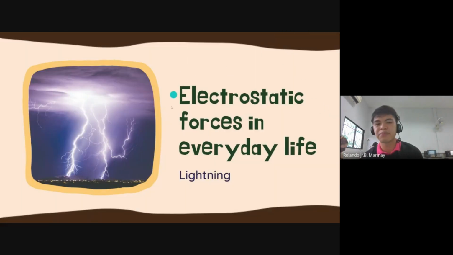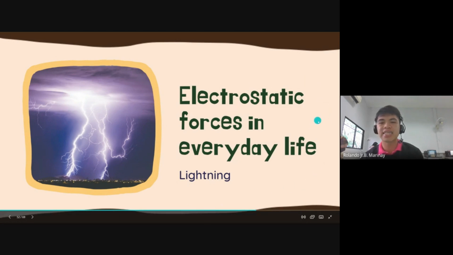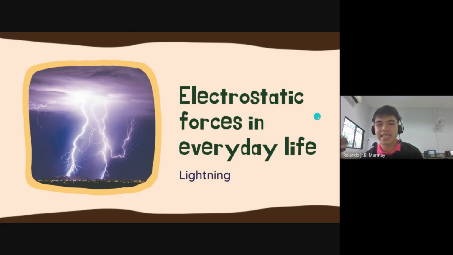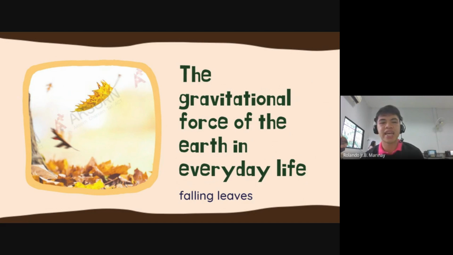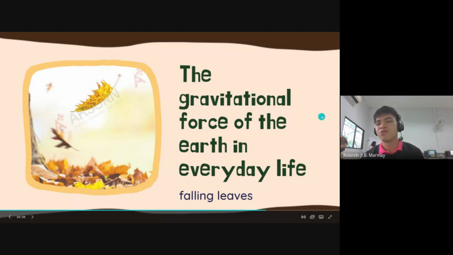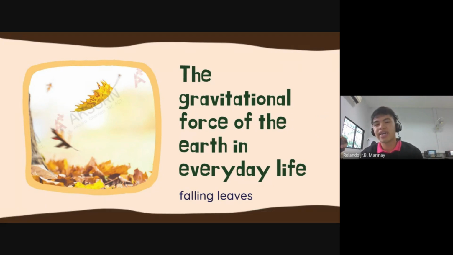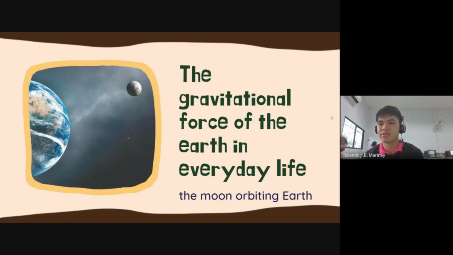We also learned the examples of electrostatic forces. Lightning is an example of electrostatic force. The next example is hair standing up in the picture. And the next one is the gravitational force, the falling leaves. We learned last week, right? Gravity is the pulling force to the middle of the earth. An example is falling leaves and the moon. The moon is orbiting the earth, right? The earth's gravity pulls the moon because the moon is smaller and has less gravity.